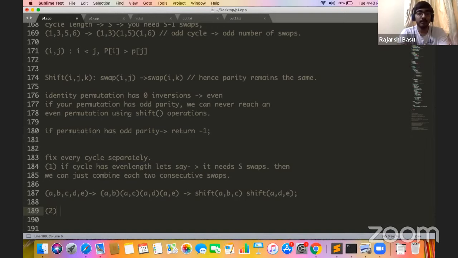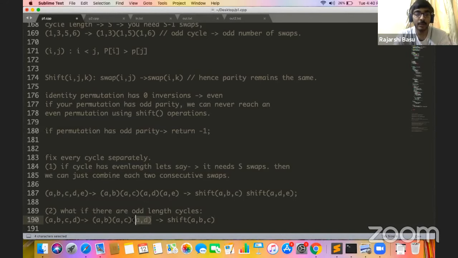The main part is, what if there are odd length cycles? Remember how I defined odd length cycles to be those where there is an odd number of swaps. So what is an example for that? Let's say A, B, C, D. Here the swaps that you need are A comma B, A comma C, A comma D. Now you can do something like shift A, B, C. But then what do you do with this additional swap, A comma D? There's nothing you can do, kind of, right? You cannot really combine it with a shift operation. So what do you do?